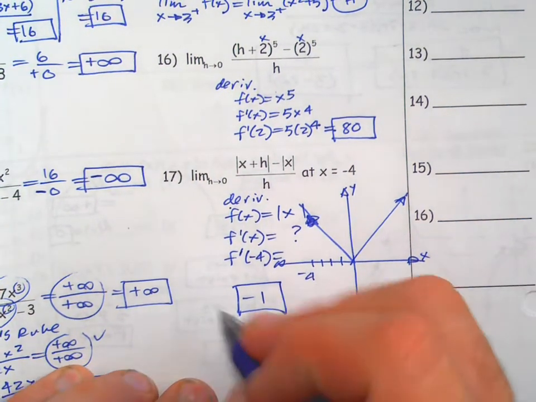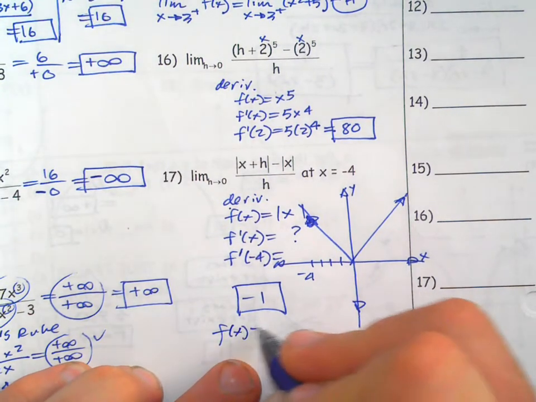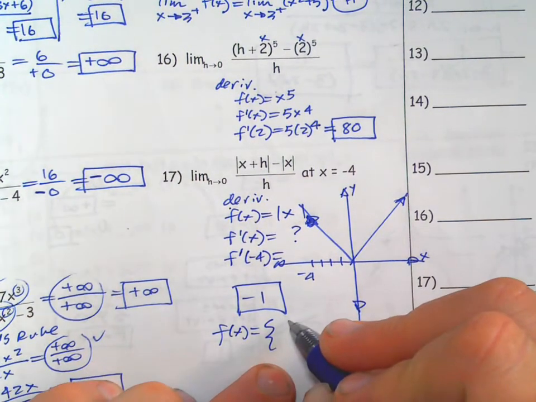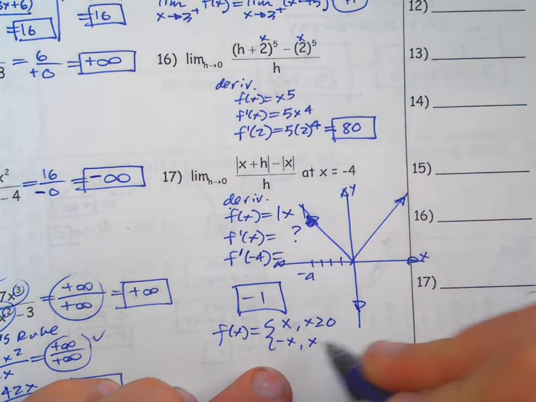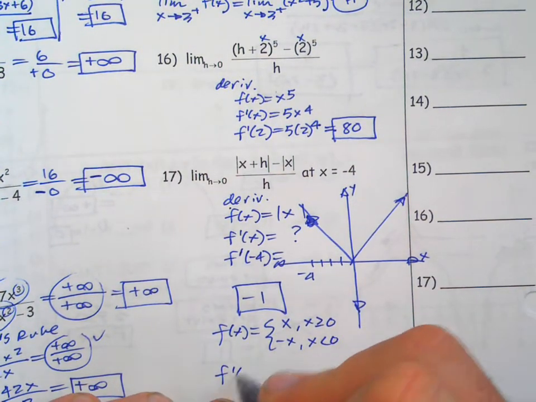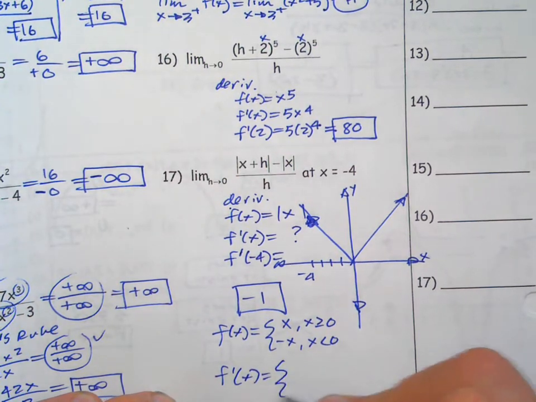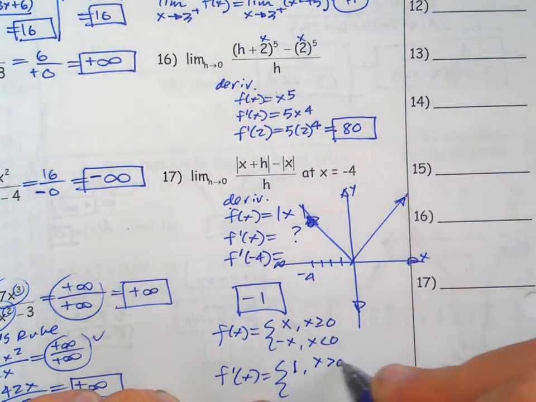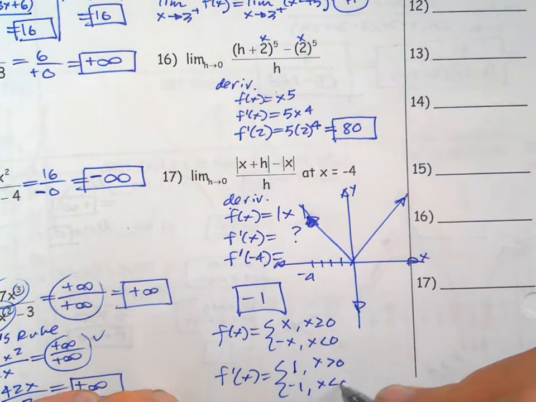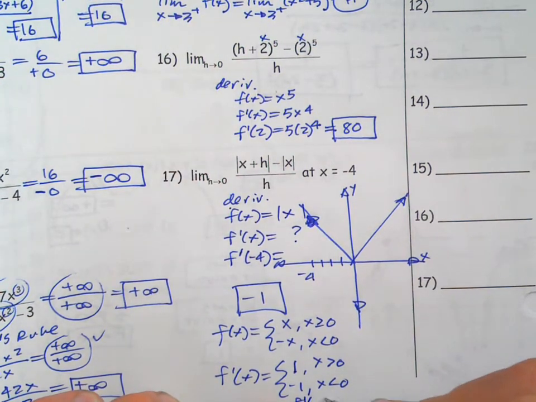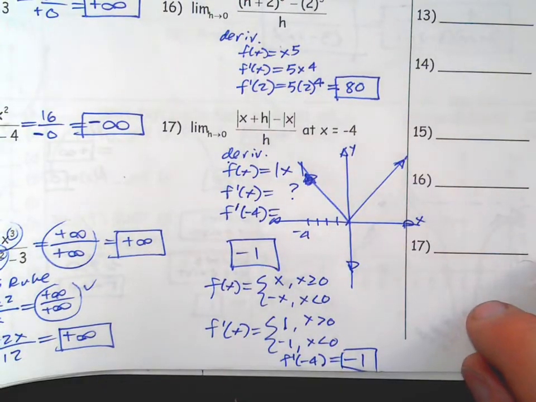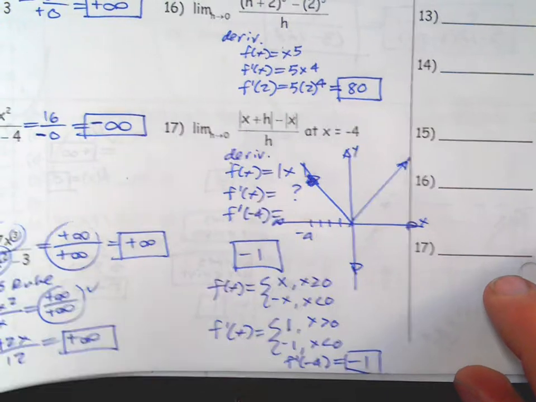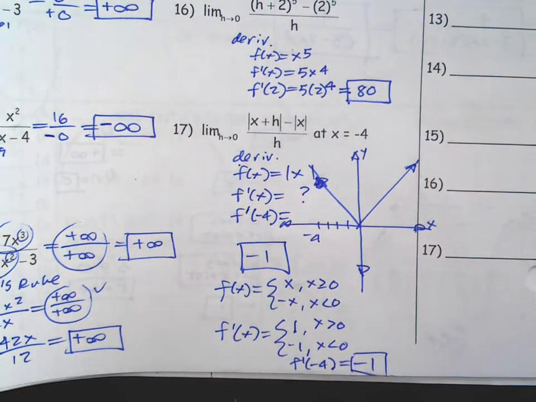Otherwise, you could do a piecewise function. You say, well, f of x equals, you've got to get rid of the absolute value to take derivatives. x when x is greater than or equal to 0, -x when x is less than 0. The derivative then piecewise would be 1 when x is greater than 0, and -1 when x is less than 0. So therefore, f prime of -4 would have to be -1. I guess if you want to show that, that's a little tougher than just drawing a picture and saying, hey, that slope's -1.